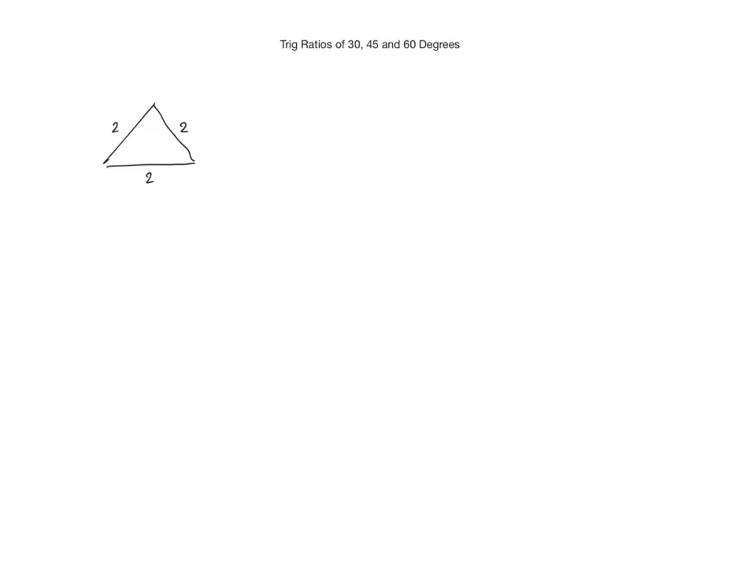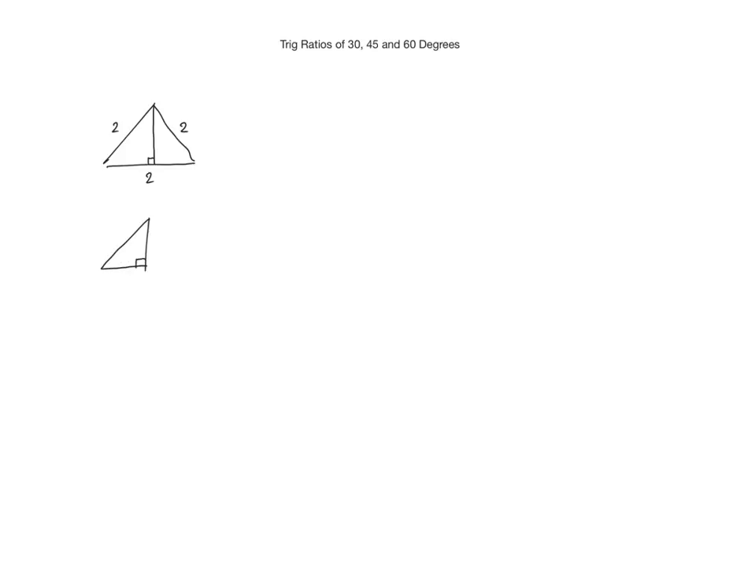2 and 2. And what I'm going to do is drop a perpendicular from the top of the triangle down to the base, as so. And I'm going to get a right angled triangle. And I'm just going to take one of those triangles out. So I'm going to take the left one out.